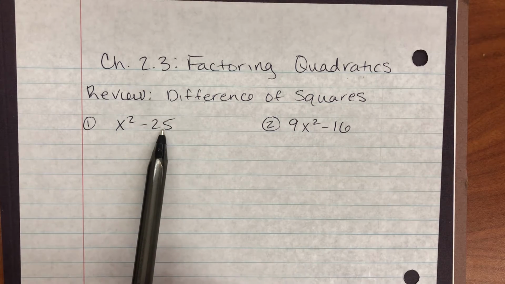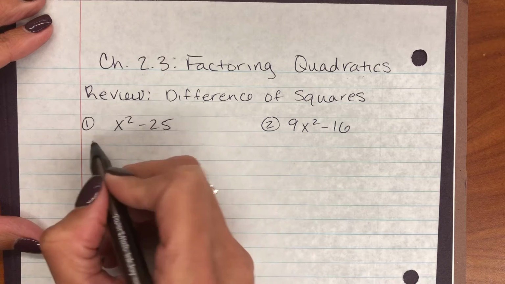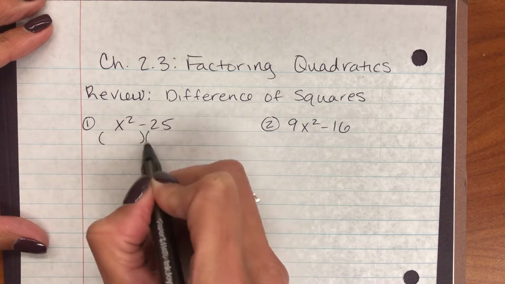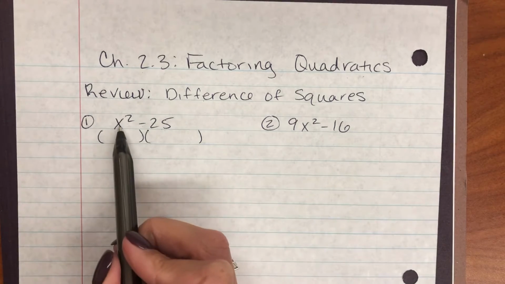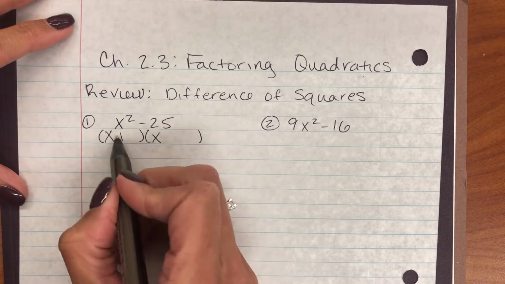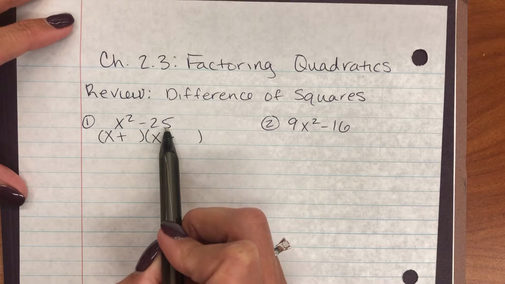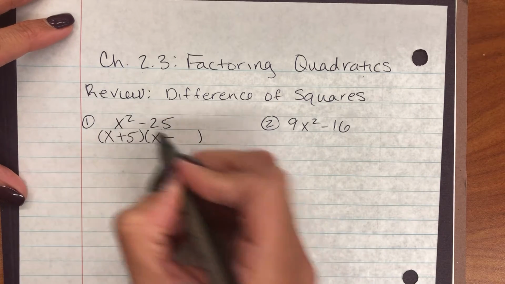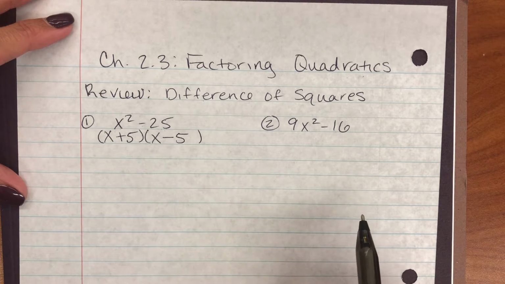And the way we factor these, just to review, you look for a GCF first, which this one doesn't have. Then you go to your two sets of parentheses. Then you take the square root of the first term, so the square root of x squared is x. Your signs are always plus, minus. And then the square root of the last term, square root of 25 is 5. And that would be your factored form there.